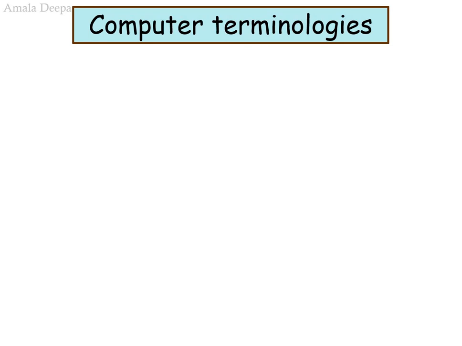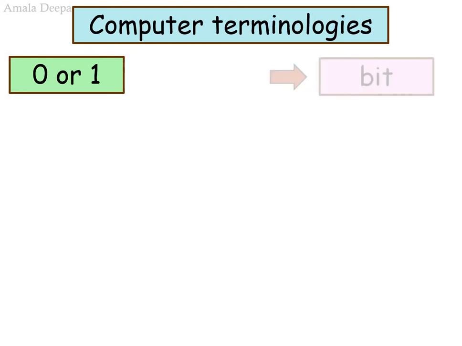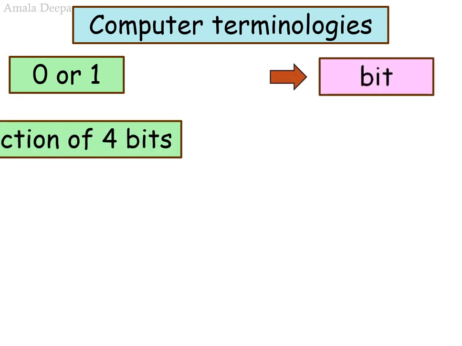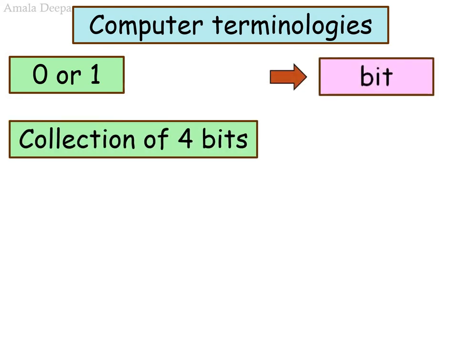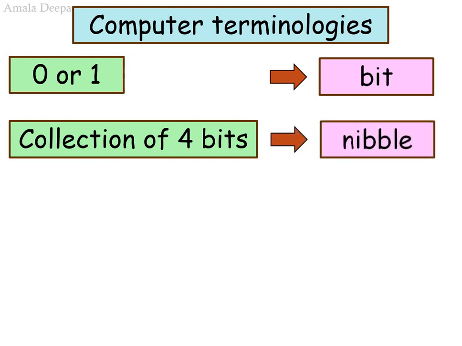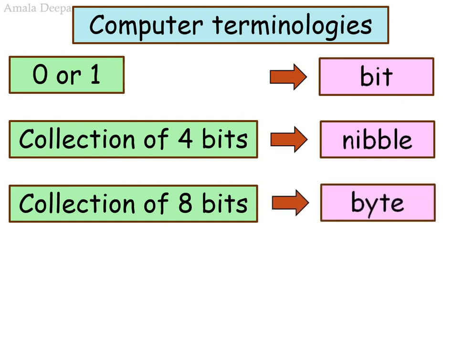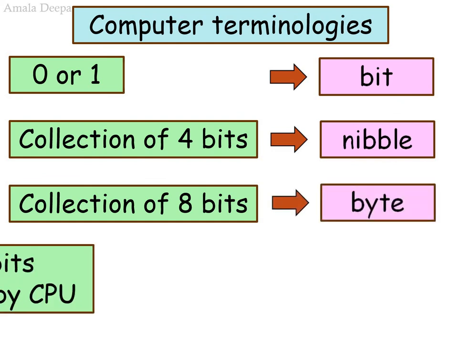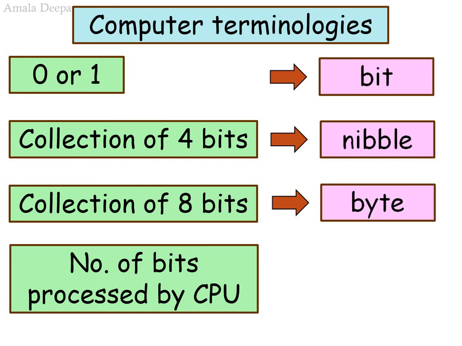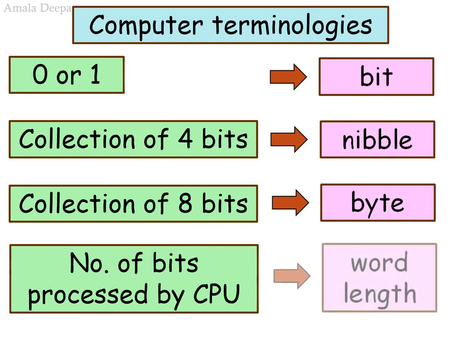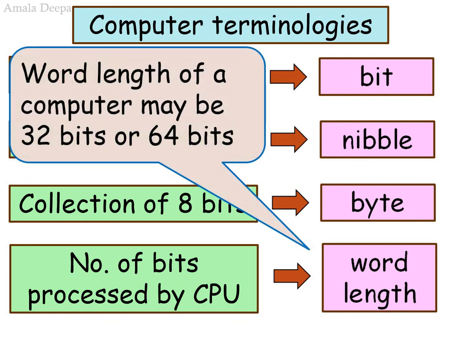Computer terminologies. 0 or 1 is called bit. A collection of 4 bits is called nibble. A collection of 8 bits is called byte. Number of bits processed by CPU is called word length. Word length of a computer may be 32 bits or 64 bits.